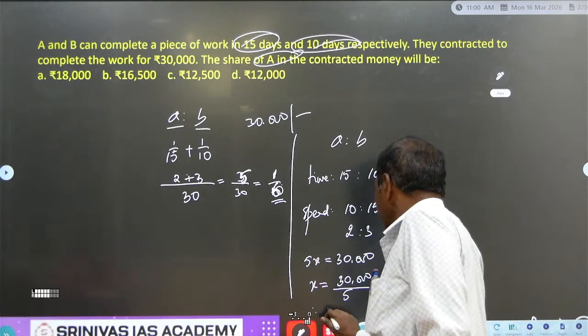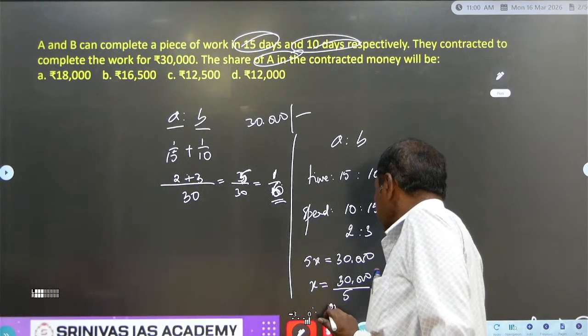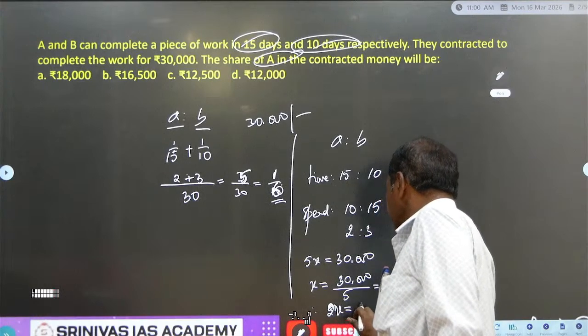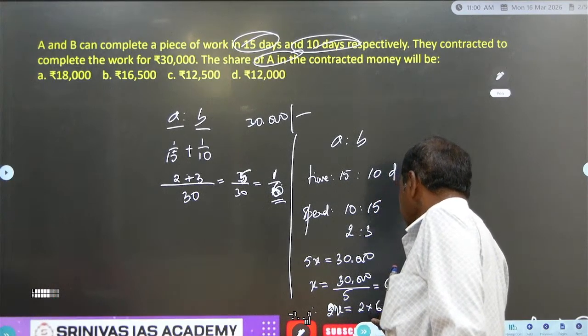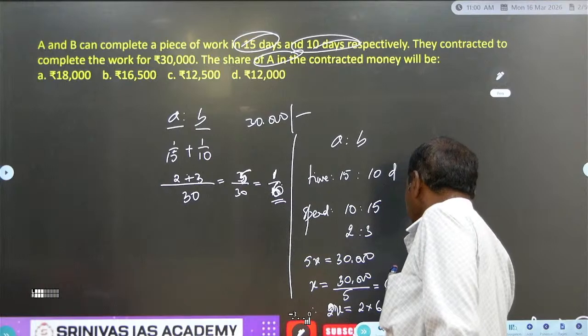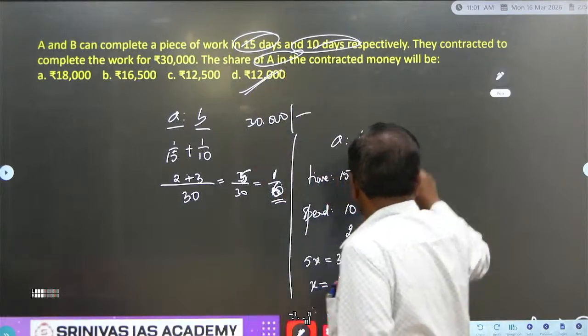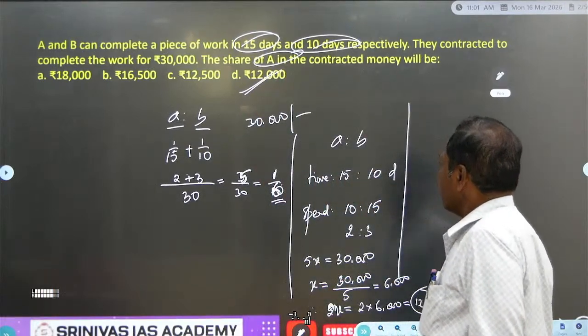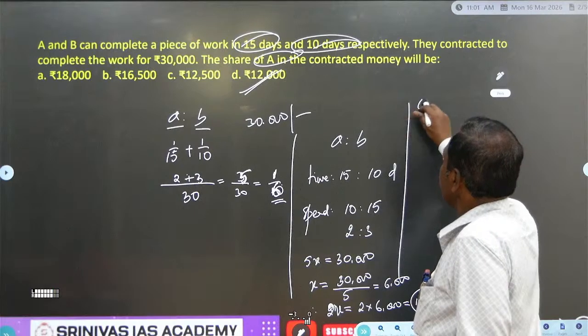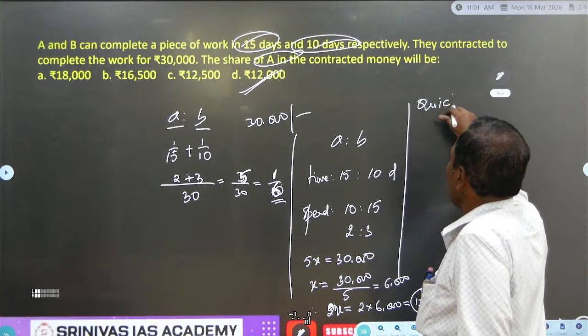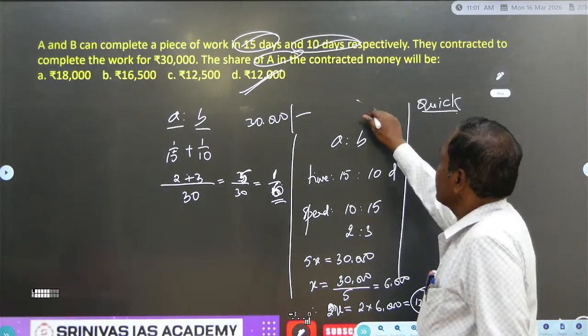Therefore, 2x equals 2 into 6,000. It means 12,000. But this is a lengthy process. You should not do this. What to do now? A very quick method. Okay, this is not applicable.